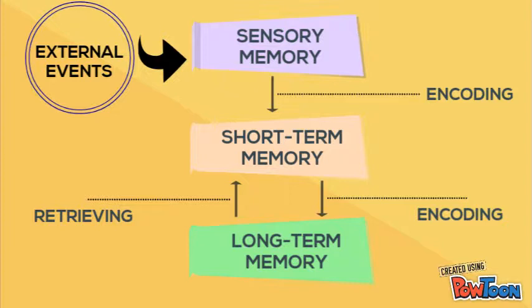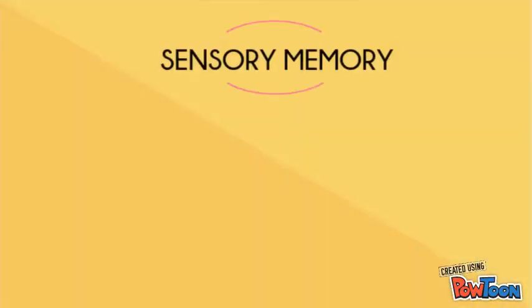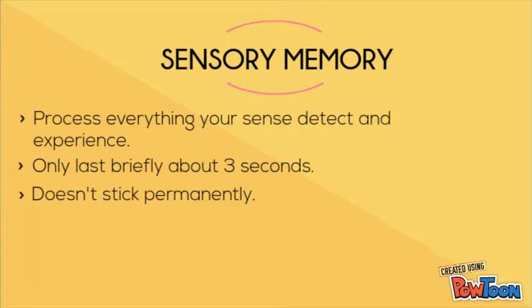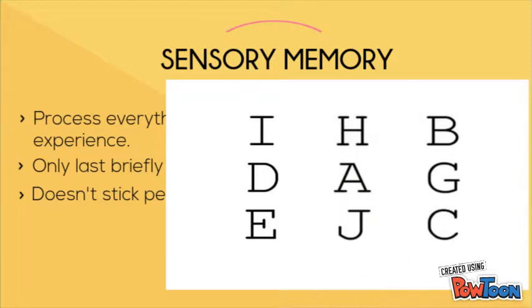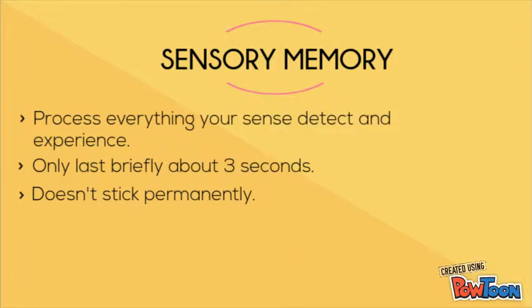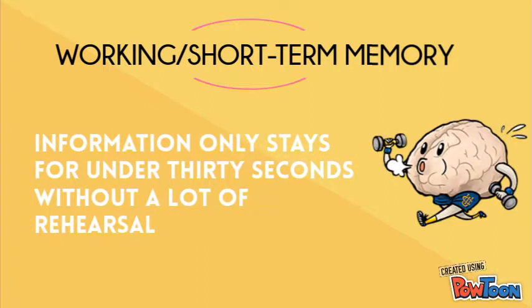The things we want to remember from external events are recorded as a sensory memory, but it only lasts for 3 seconds. Can you remember these letters even after this video ends? Well, if you do, it's because your memory has managed to shuffle it into your short-term memory through encoding and rehearsal. Short-term memory retains information for under 30 seconds without a lot of rehearsal. The information will either decay if you don't rehearse it or get transferred into long-term memory.